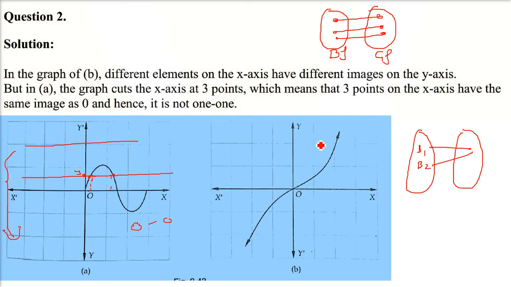We'll do it with the other function. Same thing, the horizontal line, we are moving vertically from top to down, or from bottom to up, you can also do. So it is intersecting only at 1 point. So this is a 1-to-1 function.